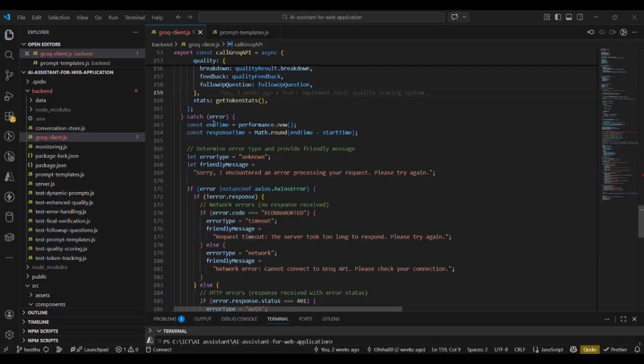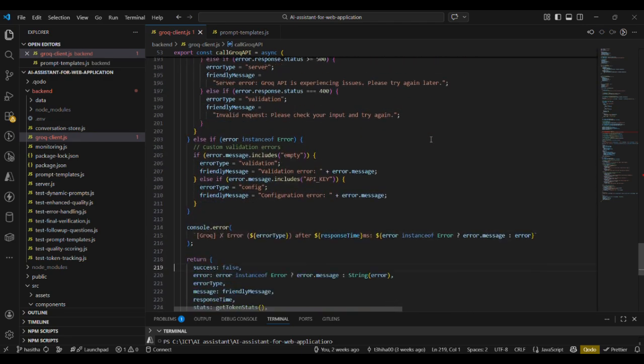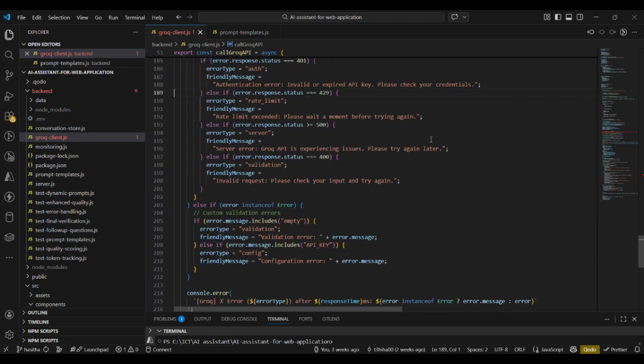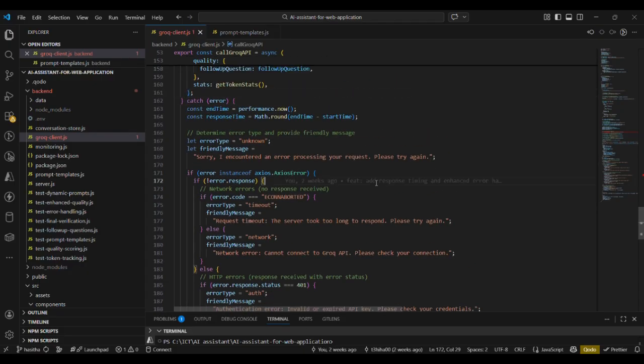Error handling. Network requests fail sometimes. I catch 7 types of errors: timeout, network errors, authentication failures, rate limits, server errors, validation errors, configuration errors. For each error type, I return a friendly message instead of crashing the system.